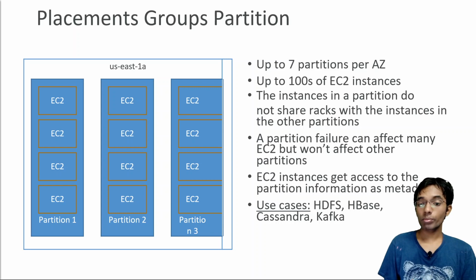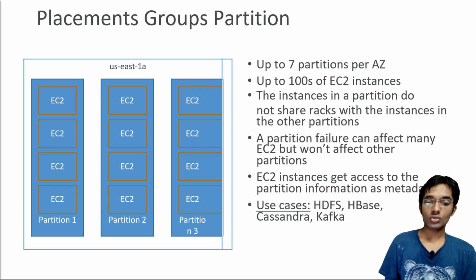For the partition kind of placement group, the instances in a partition do not share racks with the instances in other partitions, so you again have some separation of hardware. A partition failure can affect many EC2 instances, but it won't affect other partitions. And EC2 instances can get access to which partition they belong to, thanks to the EC2 metadata service. The use cases for this would be like HDFS, HBase, Cassandra, Kafka, and you can get the metadata information.